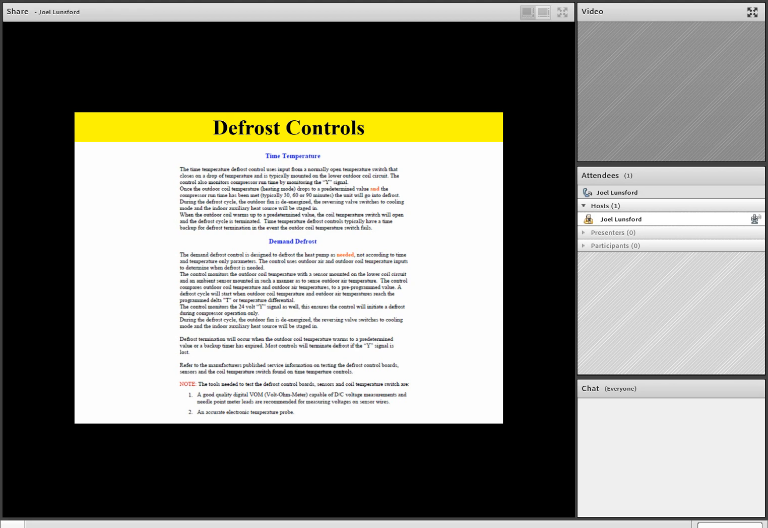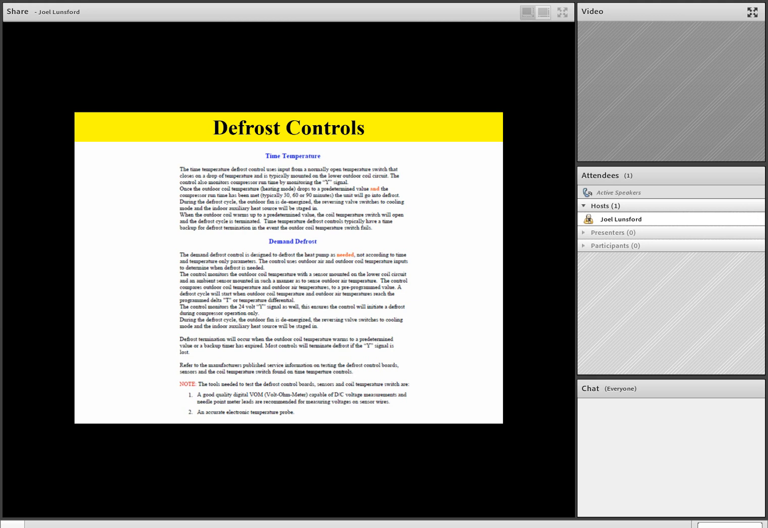In addition, an accurate electronic temperature probe is going to be needed to take the temperatures of the outdoor air and the coil, and those functions on our demand as well as our time temperature controls. And then finally, a good high quality temperature clamp for your electronic temperature probe is recommended.